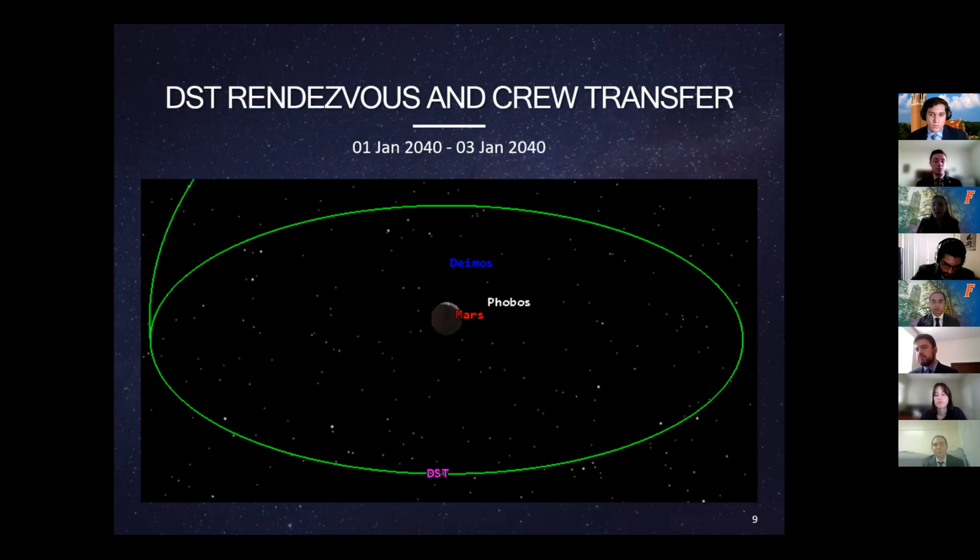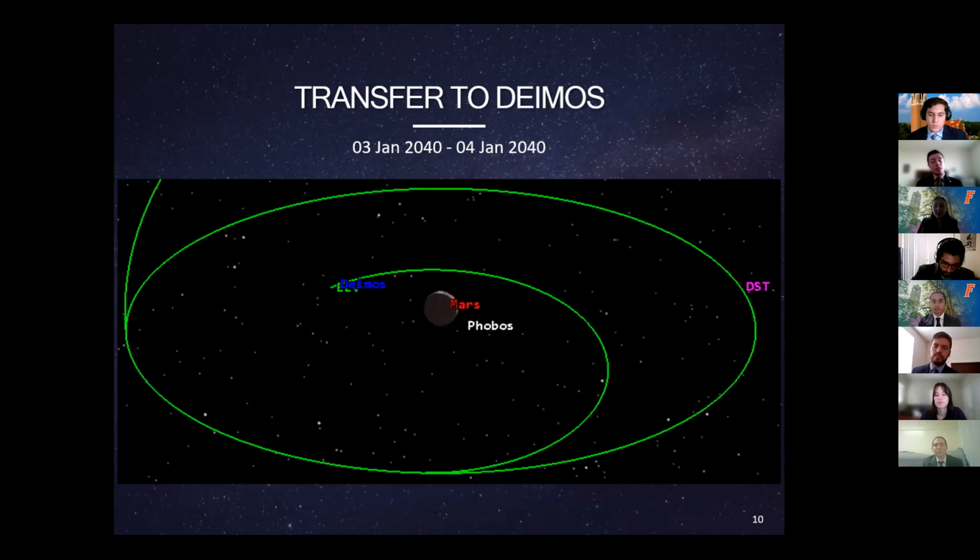On January 3rd, the EEV will leave the DST and begin its transfer to the first moon, Deimos, and it will rendezvous with the first moon and land on January 4th, 2040.